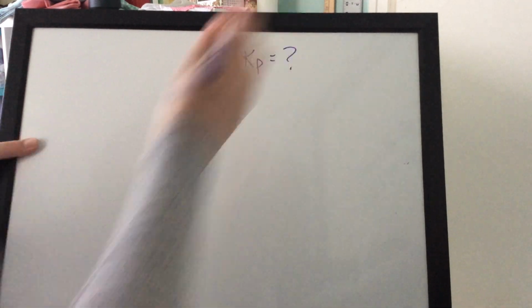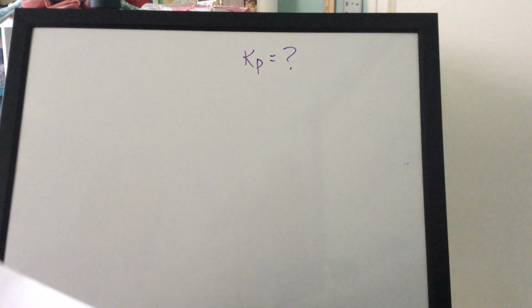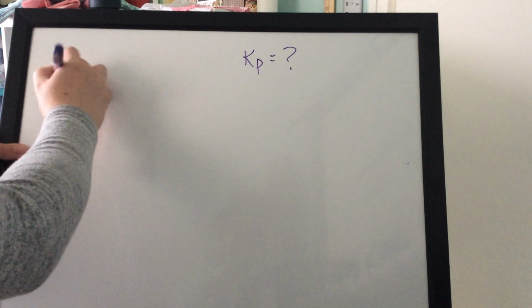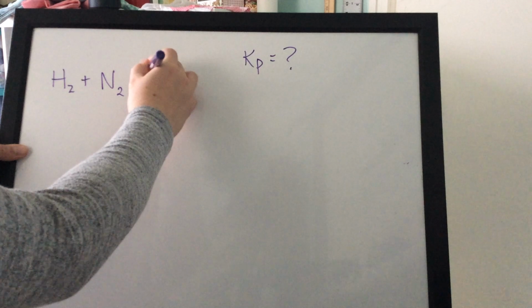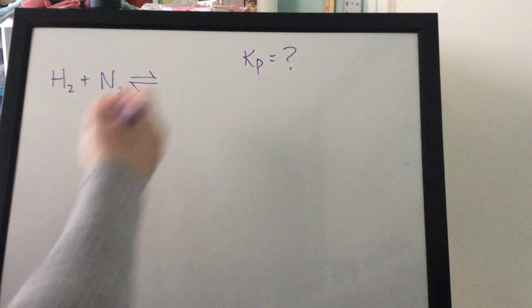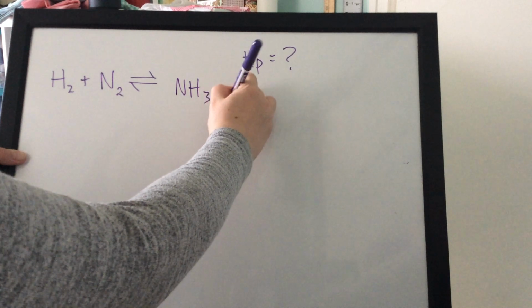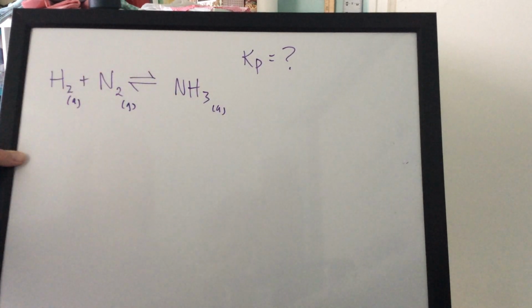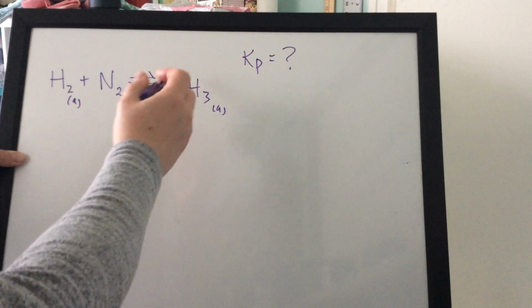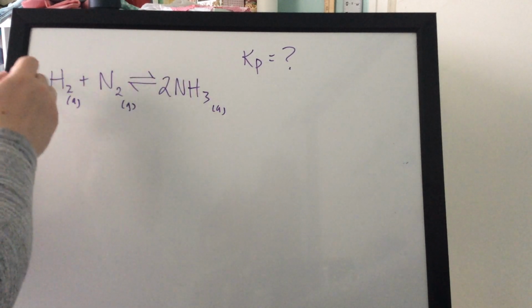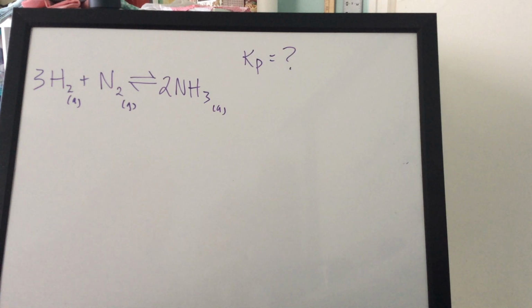All right, so we want to calculate Kp for this reaction. My first step is I should probably write a reaction. My reactants, of course, are hydrogen and nitrogen, and according to this problem, I make ammonia. These are all gases. Of course, I need to balance it: 1 N2 plus 3 H2 gives 2 NH3. So there's my reaction. It's always a really good place to start. Anytime I have a problem, I need to write the reaction. So now they're asking me to calculate Kp.